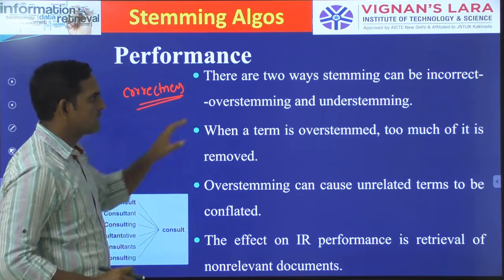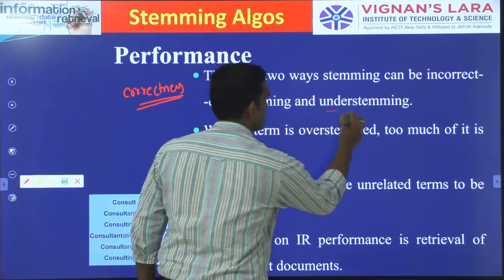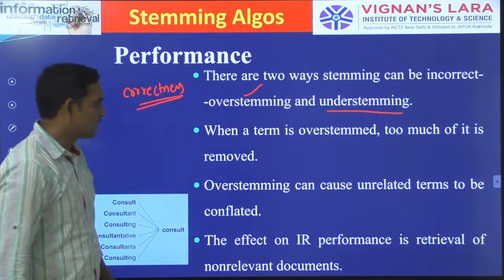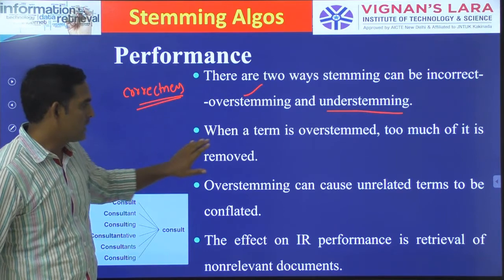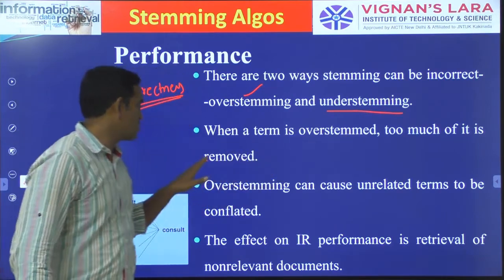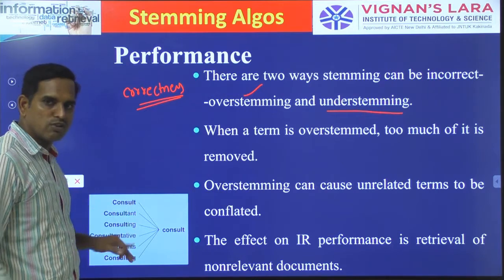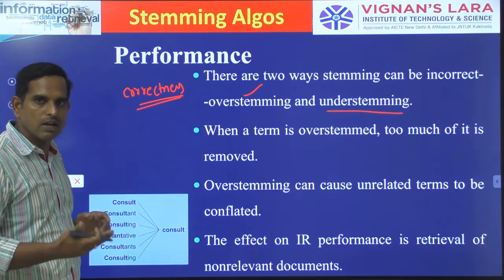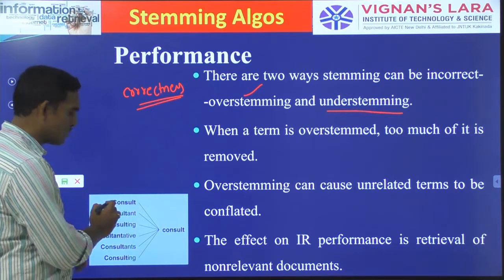So there are two ways your stemming can be incorrect. One is over stemming, another one is under stemming. By the words you can understand over stemming and under stemming. When a term is over stemmed, too much of it is removed. If you perform too much stemming on a word, too much of the word will be removed.